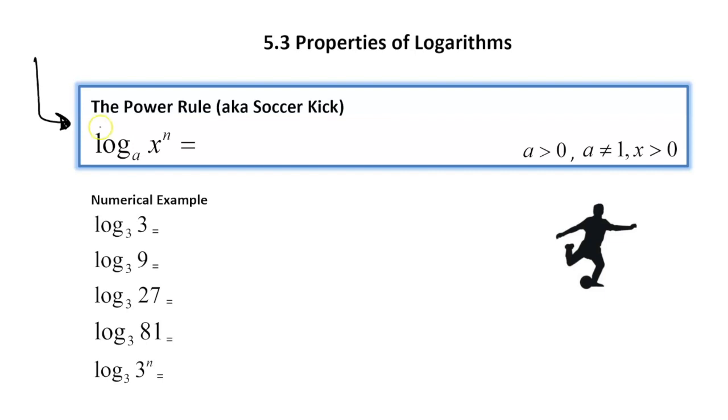So our first example is something called the power rule. Sometimes you'll hear me call it the soccer kick, and I don't really know why, because I don't think it looks much like a soccer kick. When you have log base a of x to the power of n, so x is being raised to the power of n, that n is able to kick in front. So you would have n log base a of x. That's your power rule right there.